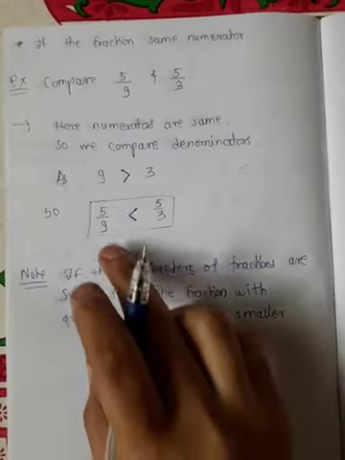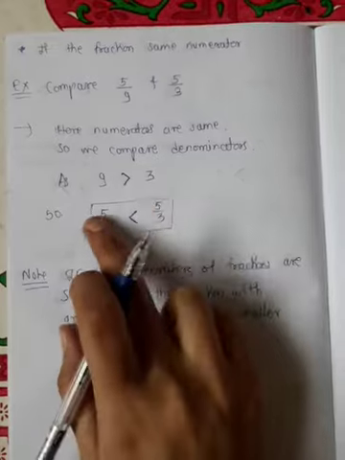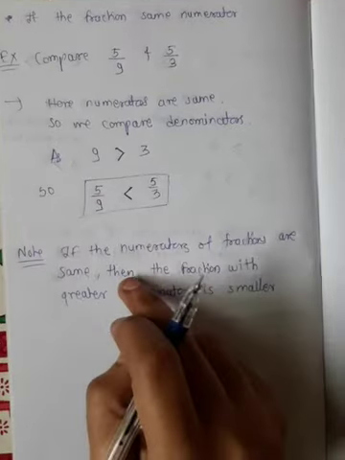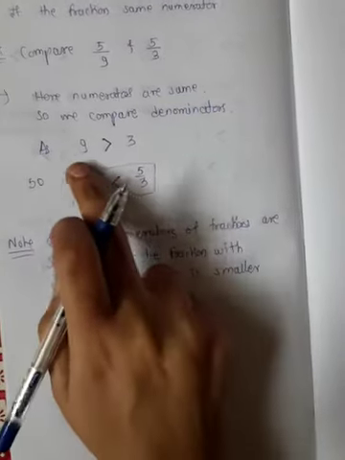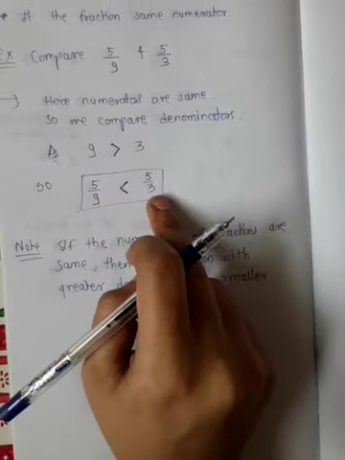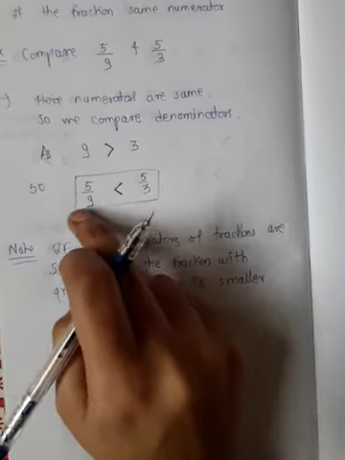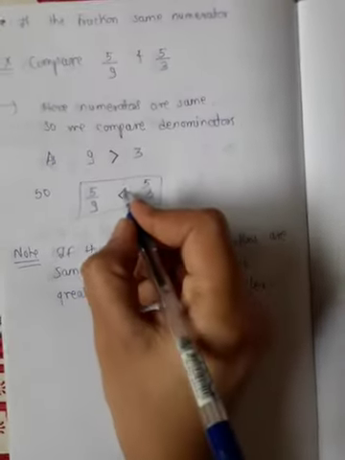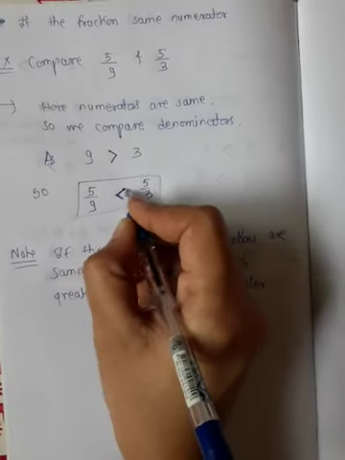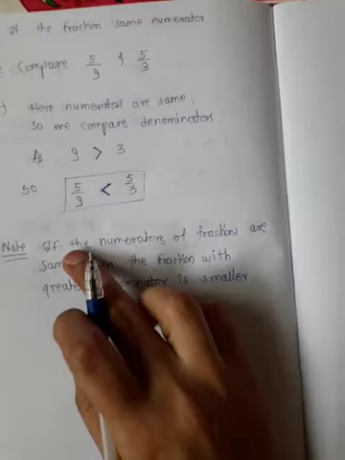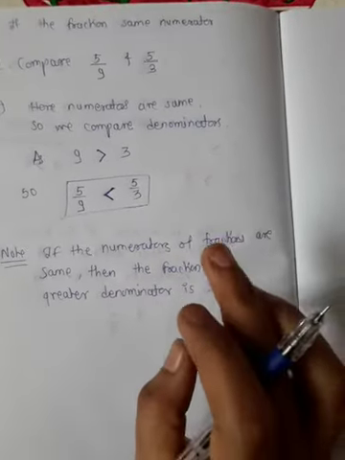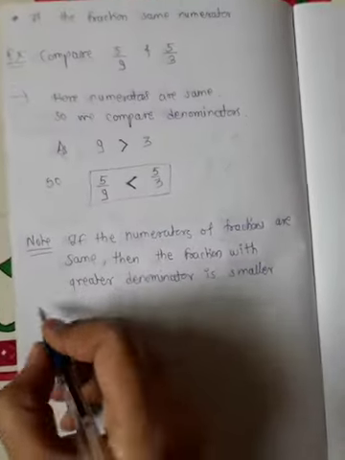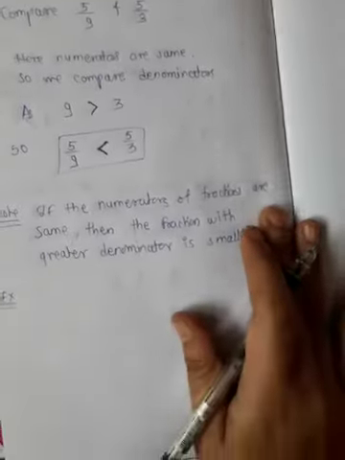Okay, see here, the numerators of these two fractions are the same. So if the numerators are the same, then we look at the fraction with the greater denominator. Here 5 by 9 is the fraction with the greater denominator, since 9 is greater than 3. So the fraction with the greater denominator is smaller, and we put this sign here: 5 by 9 is smaller than 5 by 3. So when we compare fractions with the same numerator, the fraction with the greater denominator is always smaller.